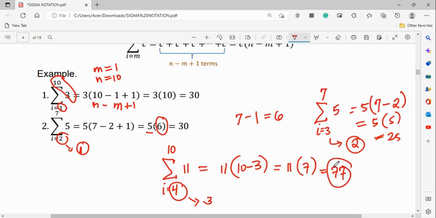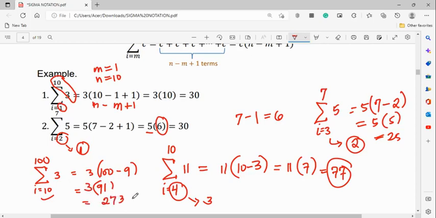Take note, class, hindi lang very maliliit pa yung number na nakikita nyo kasi posible magkaroon tayo ng number like 100 and let's say, what is the summation of 3 up to 100? i starts from 10. So, this will now be 100 minus the number before 10 here, which is 9, times 3. So this will now be 91 times 3, which is equal to 273. Your answer must be 273.